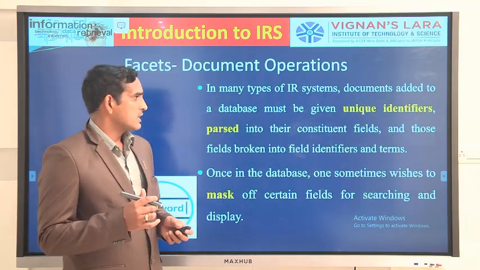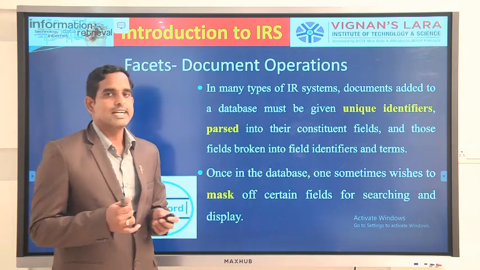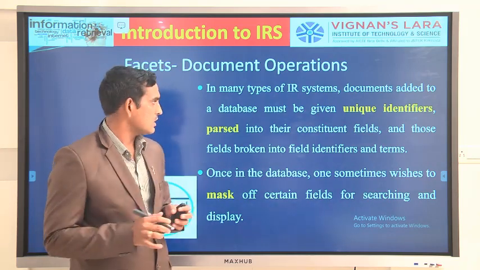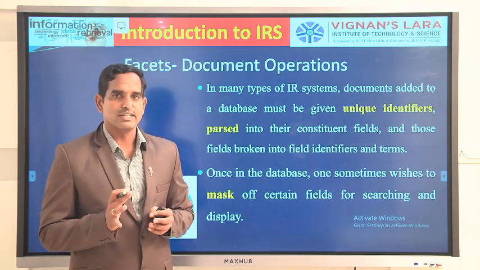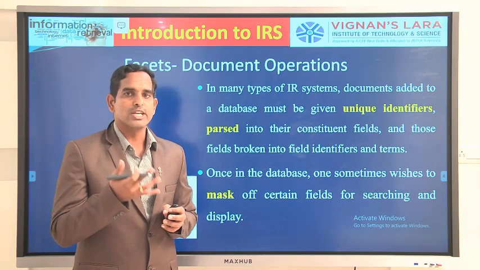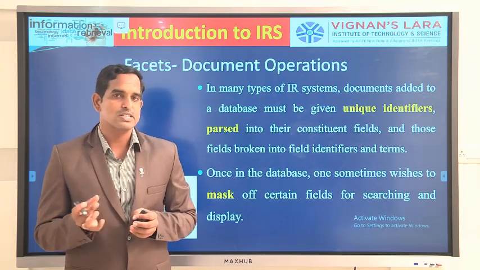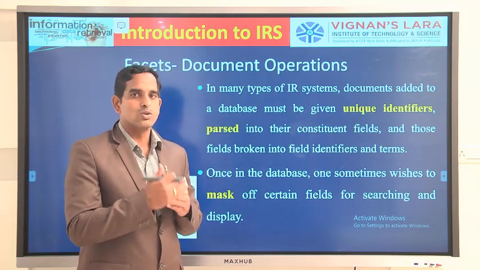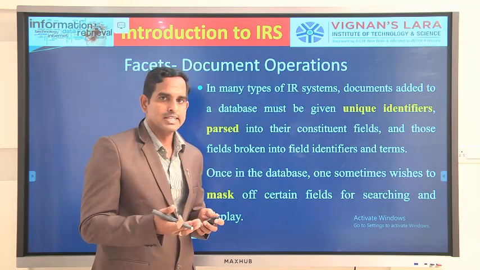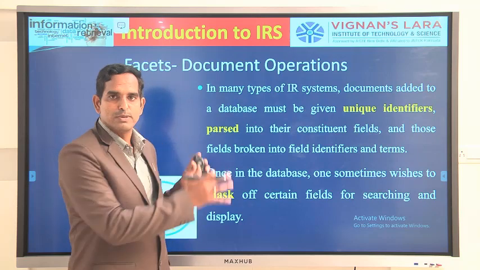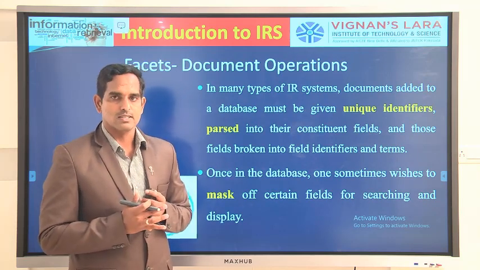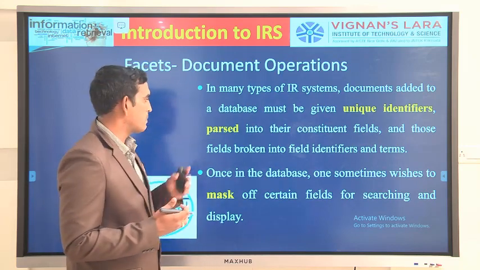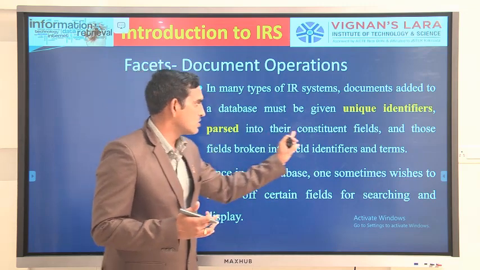The first one: in information retrieval systems, documents added to the database must be assigned one unique identifier. Each and every document will have one unique identifier. Using that unique identifier only, we should be able to identify a particular document in the information retrieval system. So whenever a document is collected into the IRS system, we have to give it one name or ID. That assigning of ID is one operation, and it should be supported for the documents present in the IRS system. The second thing is parsing. Once we get the document in the system, we have to parse the document into its constituent fields.